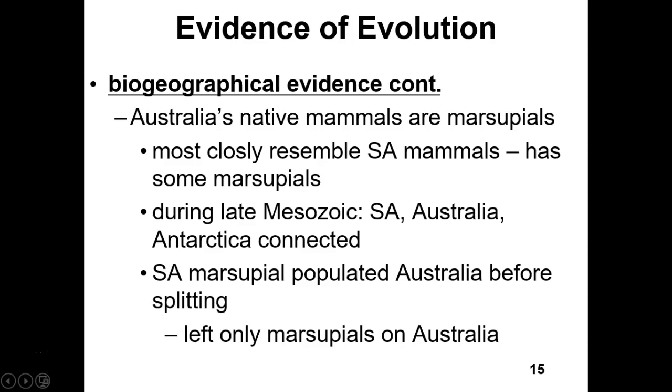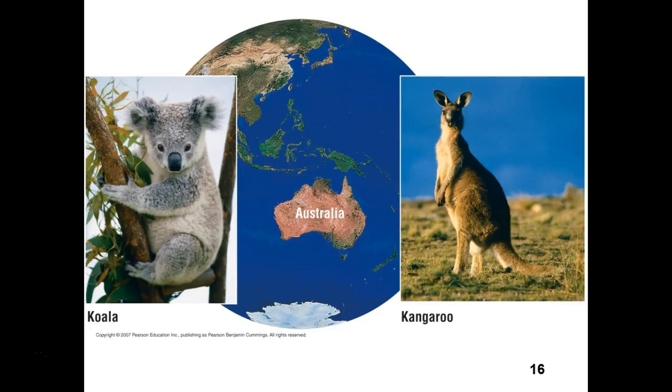So I just mentioned that Australia has some of the most unique mammals or animals. So their mammals are marsupials, and so these are examples of marsupials. Marsupials are mammals that are born before, so they're underdeveloped. They can't survive on their own yet.